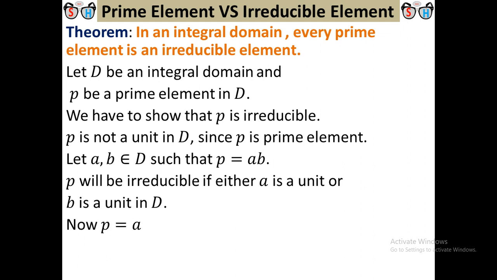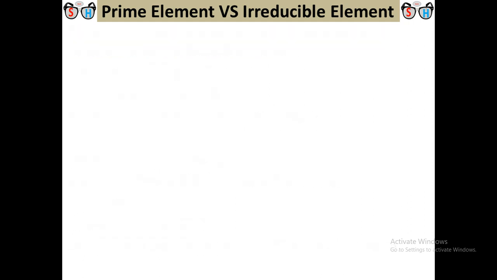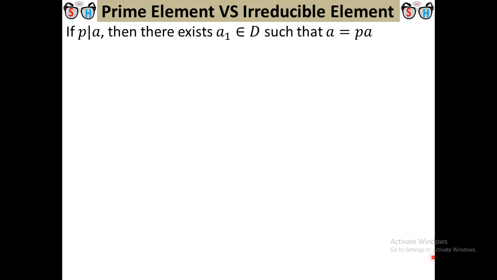Now P equals AB means P divides AB, because you know that A divides A for all non-zero elements A in a ring. So here P divides AB. Again, since P is prime, therefore P divides A or P divides B. Now we discuss two cases. In case 1, P divides A, and then we discuss when P divides B. If P divides A, then A equals P times something, A equals P times A1.